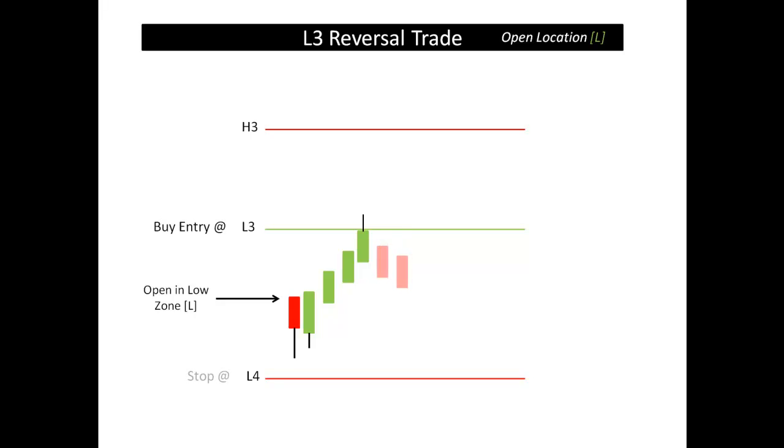We're going to put our stop down at L4, and we're looking for again a target of H3. And of course, you can scale that out at H1 and H2 and then H3 if you like. Okay, so that's the L3 reversal trade in the low zone.